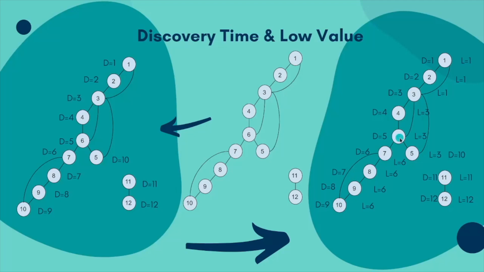After that, we came back to node 6 and then visited node 5. This is why the discovery time of node 5 is 10. So then the left connected component's discovery time is 11, and 12's discovery time is 12.